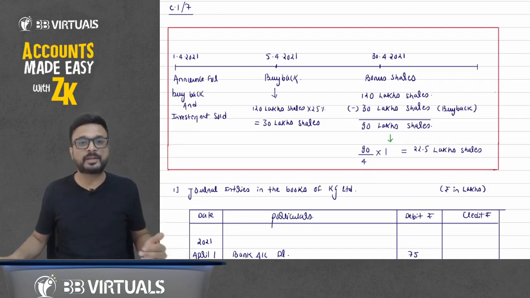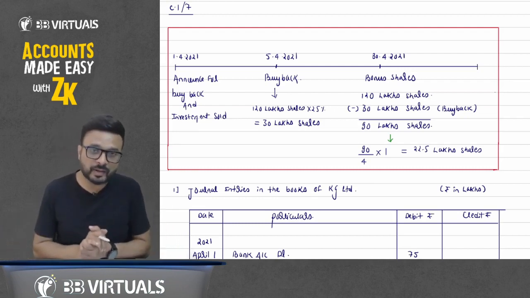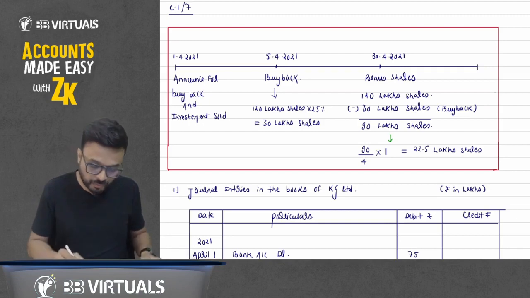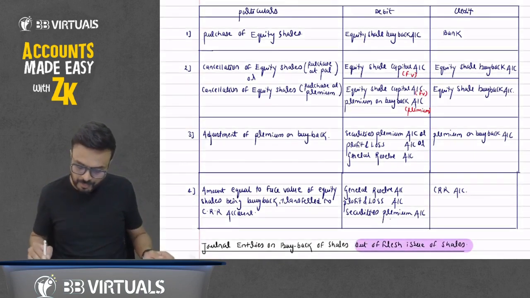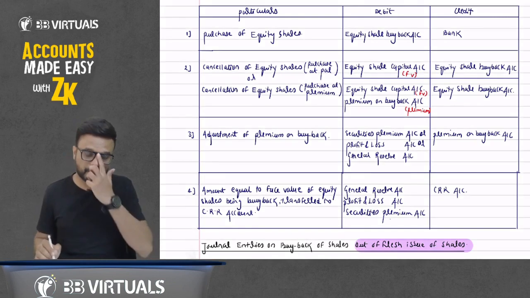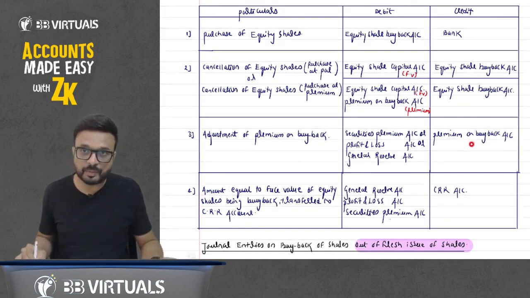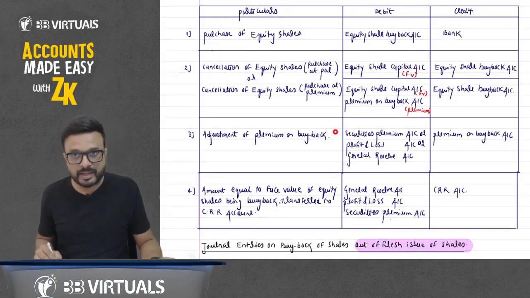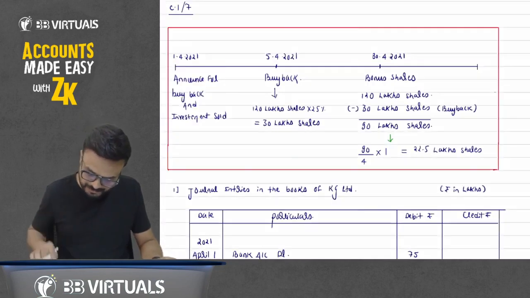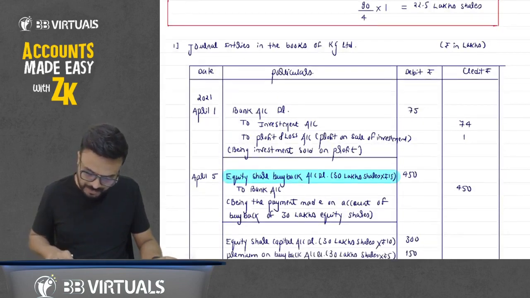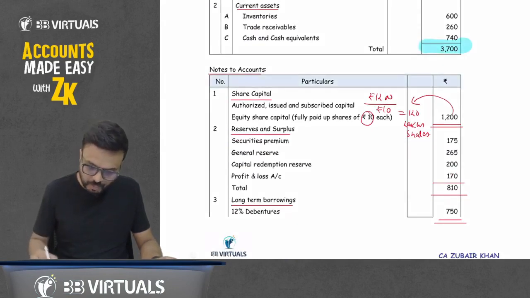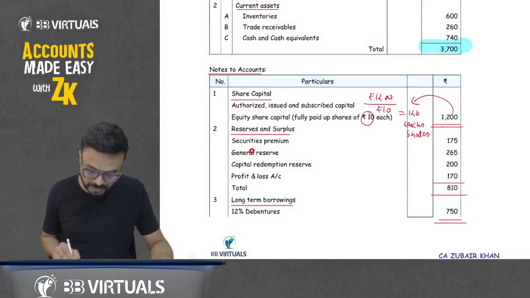Is any information given that they have issued any shares in the market? The answer is no. If it is not mentioned, we will call it buyback of shares out of profit. So we have to pass an entry for transfer to CRR account. But remember, the premium on buyback has to be adjusted. You can adjust it against securities premium, general reserve and profit and loss account. Whether we have any balance in securities premium account, yes. So you can write off this premium on buyback against securities premium, general reserve and profit and loss.